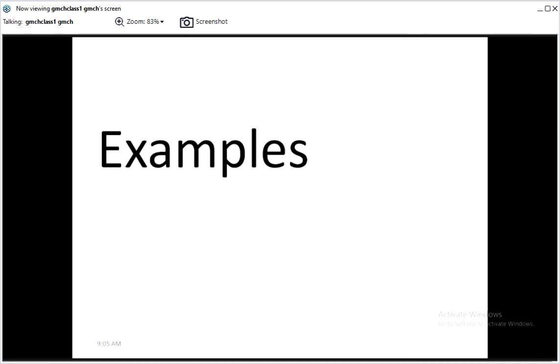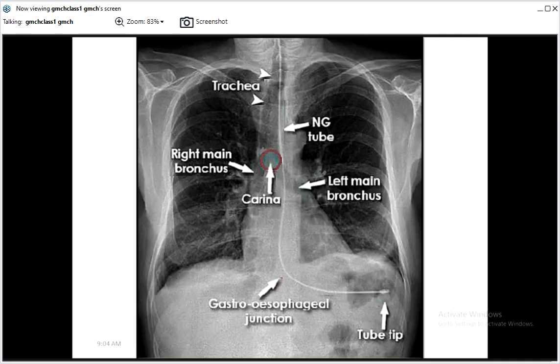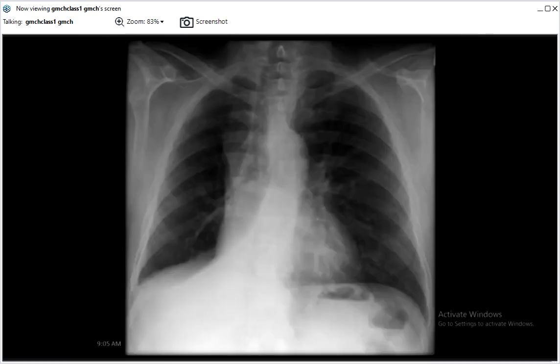Okay, now we have discussed everything which you should know: how you have to explain an X-ray, the basic details, then technical details of expansion, rotation, and penetration. Then you have to comment about everything A, B, C, D, E, F, G, H, I, in this sequence: airway, bones, and everything. So that is how your chest X-ray interpretation is completed. So we will be discussing a few examples.